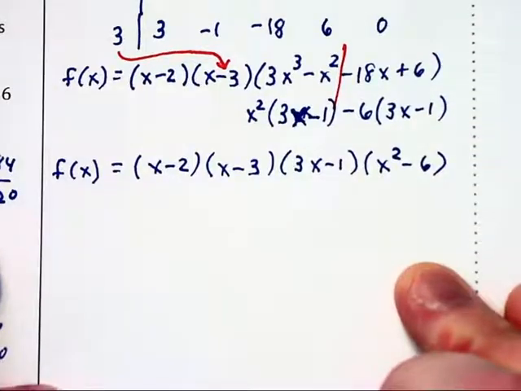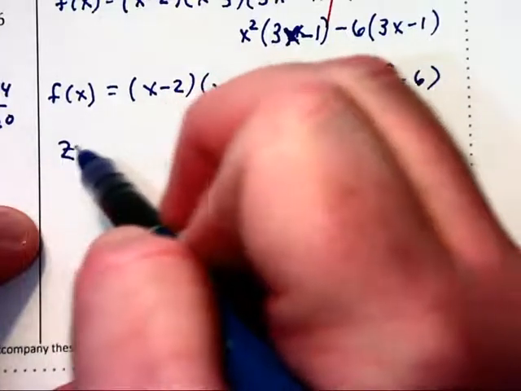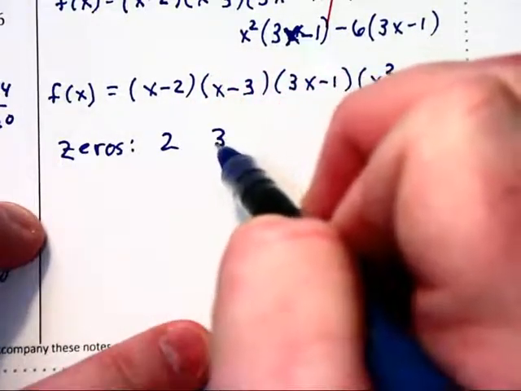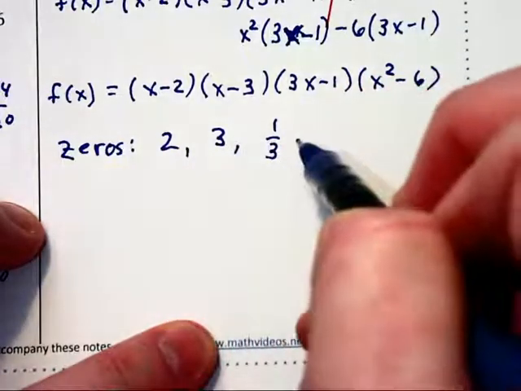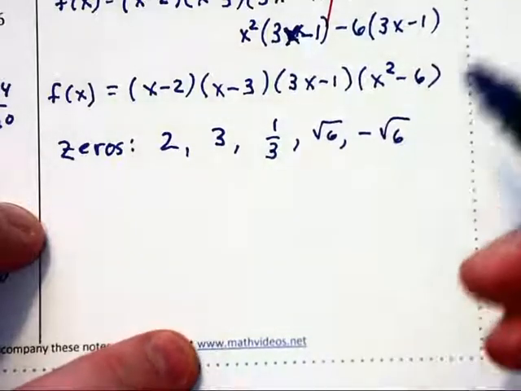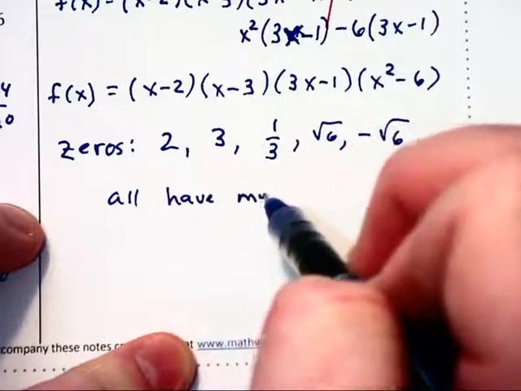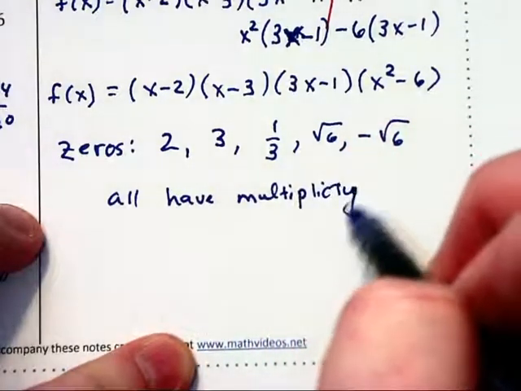And the directions said to find the zeros, and so here we go. The zeros are 2, 3, 1/3, root 6, and negative root 6, and all have a multiplicity of 1.